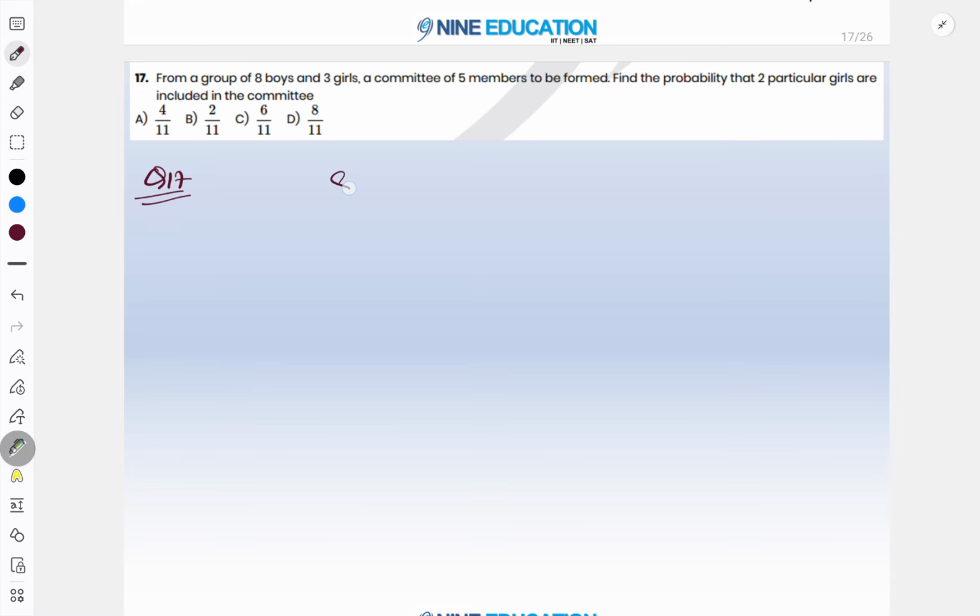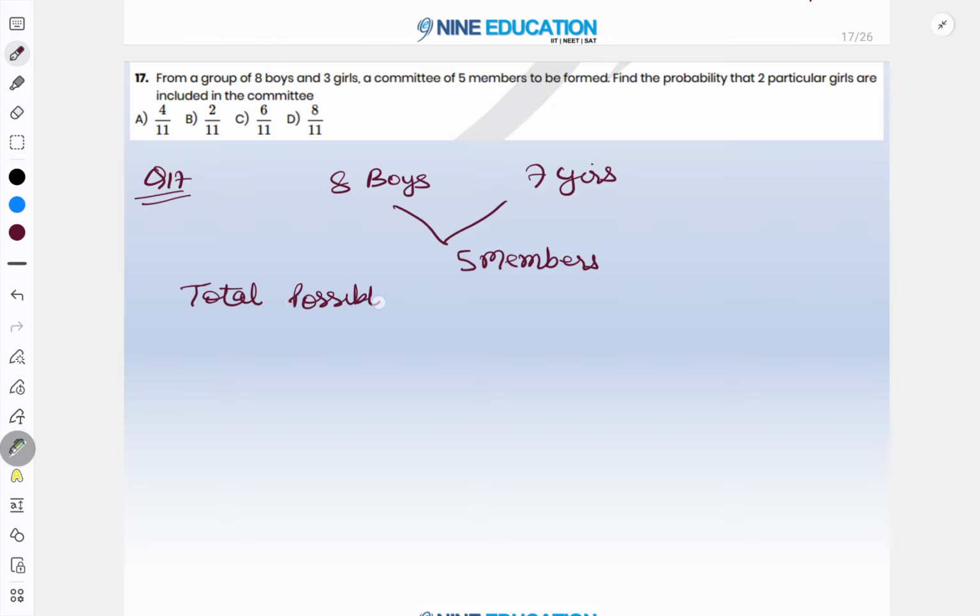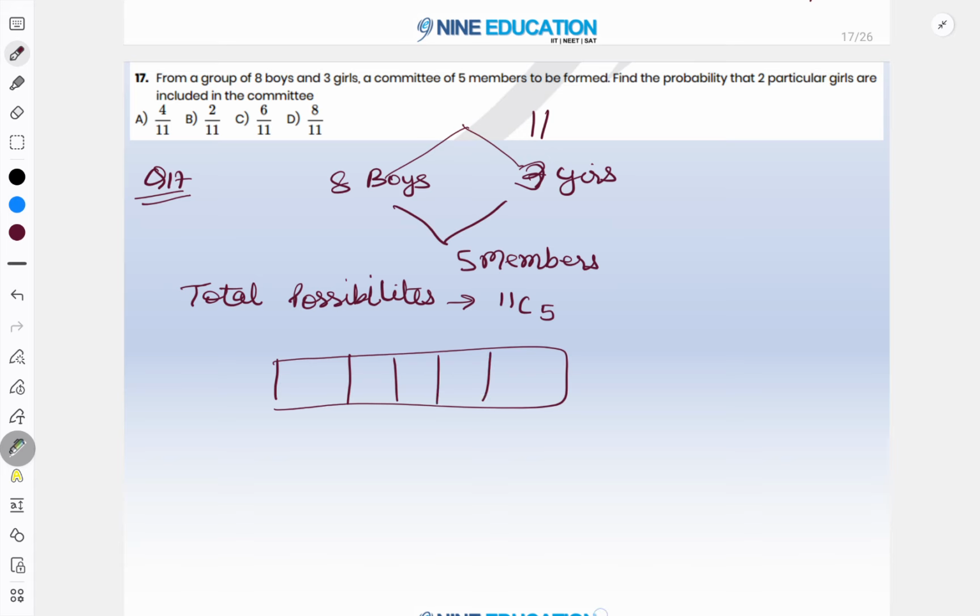From a group of 8 boys and 7 girls, you need to choose 5 members in total. Probability that 2 particular girls should be included. So total possibilities of choosing will be, we need to choose any 5 out of how many members? Out of 11 members. So the total possibilities will be 11c5, right? Now we want exactly 2 girls to be included in these 5 members.